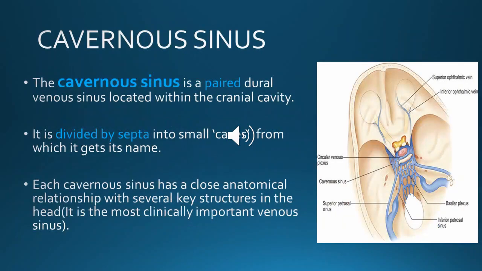The cavernous sinus is a paired dural venous sinus located within the cranial cavity. It is divided by septa into small caves. Each cavernous sinus has a close anatomical relationship with several key structures in the head. It is the most clinically important venous sinus.